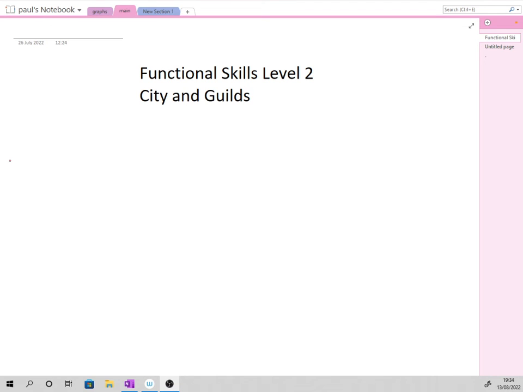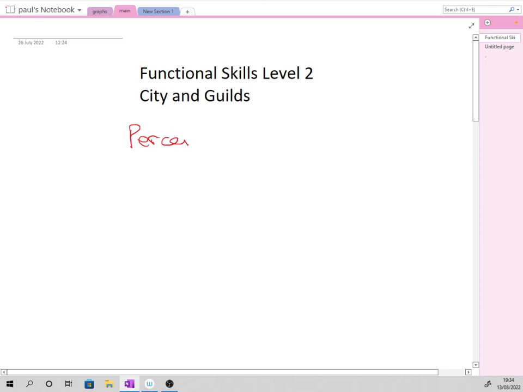Right, here we go with another one, and this we shall call percentage profit. Percentage profit. Now, this is when, for example, you buy something at £10 and you sell it at £15, and you need to know what the percentage is between these two figures.